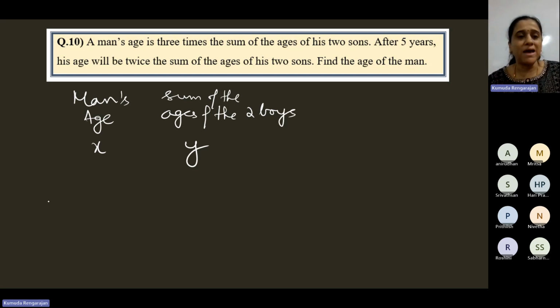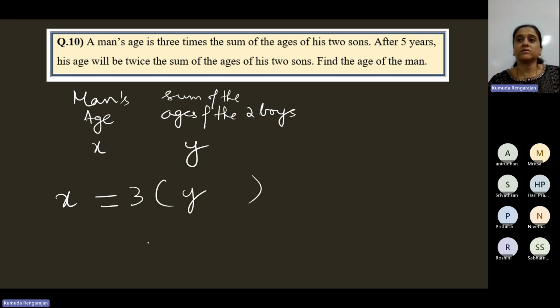Now read the question. A man's age is, so this is present now. A man's age is 3 times the sum of the ages of his 2 sons, Y. So X is equal to 3Y, or X minus 3Y is equal to 0, is the first equation.